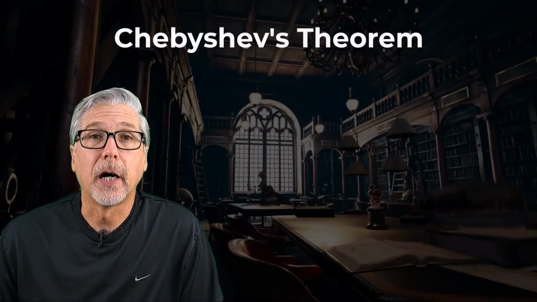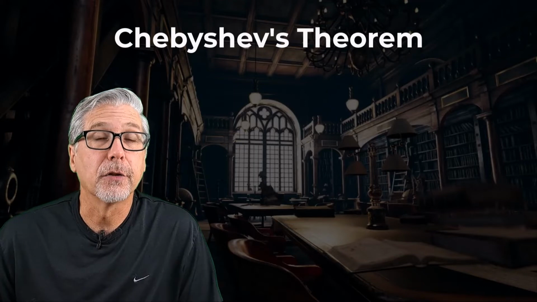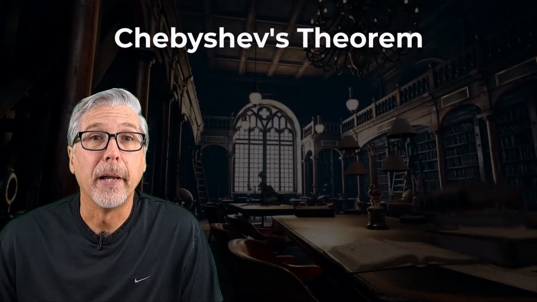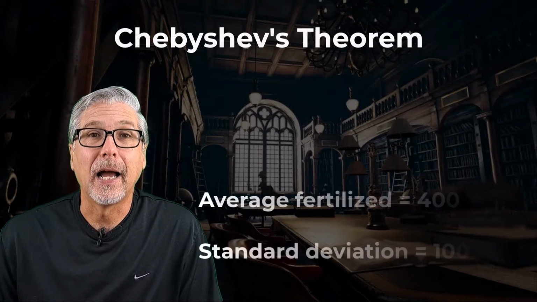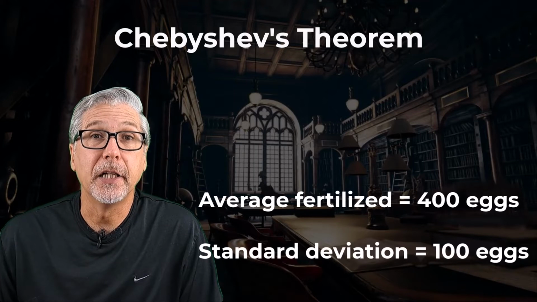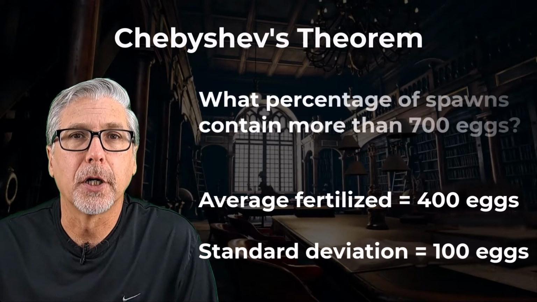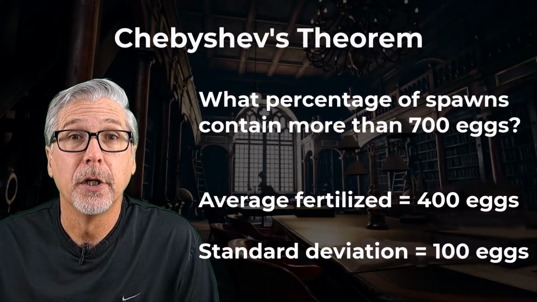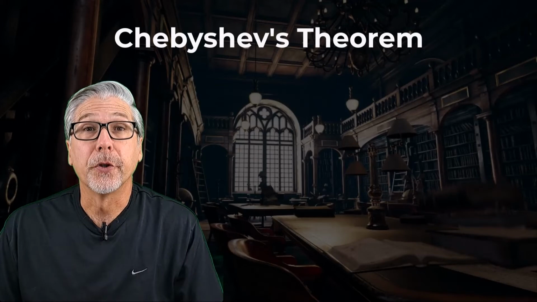As part of this process, I do some analytics. I'm interested in the number of eggs that are fertilized every time a male and a female mandarin spawn. Let's say that the average number of eggs fertilized is 400, and the standard deviation for the number of eggs fertilized is 100. I want to try to determine what percentage of the spawning events release more than 700 fertilized eggs. Let's begin with the curve of the data.